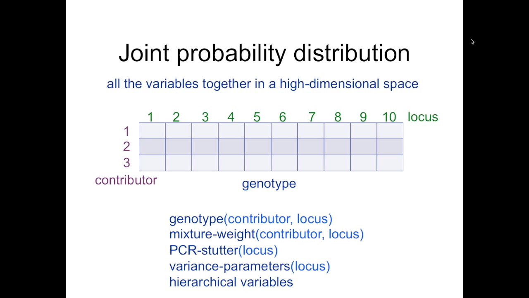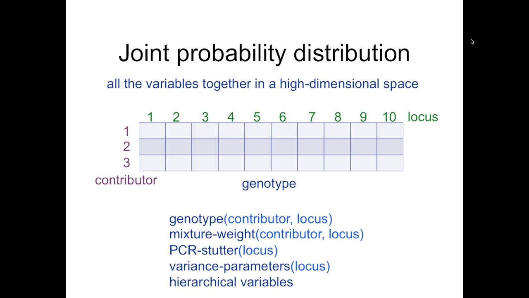Now, when Markov chain Monte Carlo is done, there's a joint probability distribution. This is all the variables together, the 100 or 200 variables, in a high dimensional space. And that's the answer over all the parameters. For example, here for a genotype I show on the left, maybe there's 3 contributors and there's 10 loci. That would be 30 genotype parameters, each its own random variable.